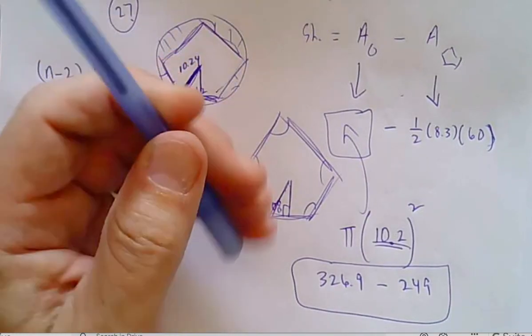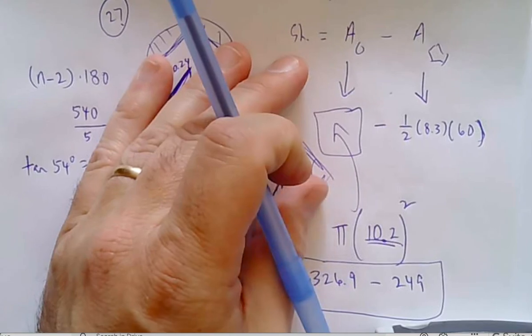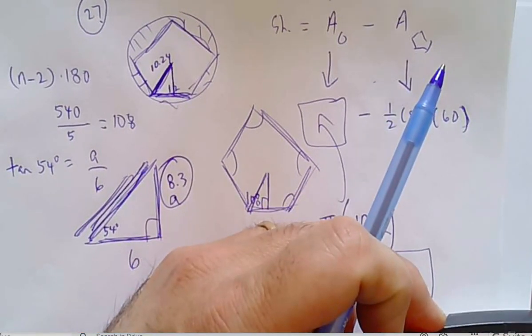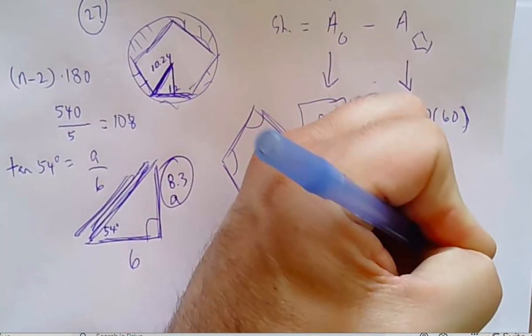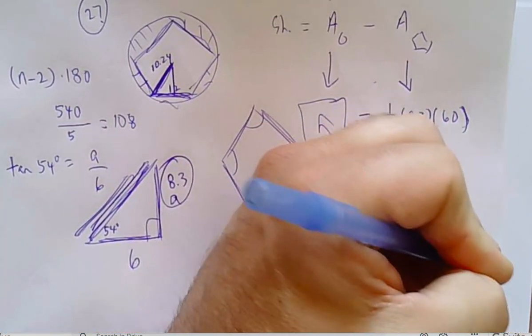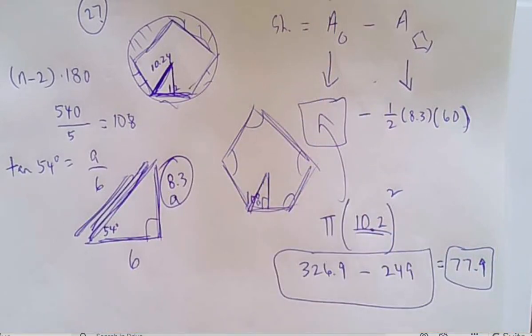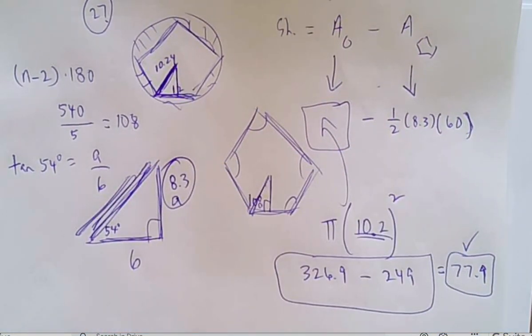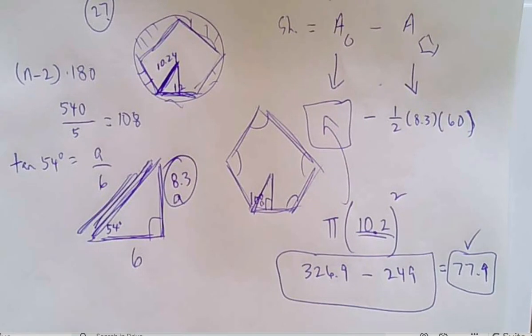77.9, something like that. Again, what's going to happen is you keep rounding. You're not going to get the same answers that maybe the author gets in the textbook. So that's fine. There's a little bit of a difference between your answer and the book answer because of rounding. Okay? That's a good problem.